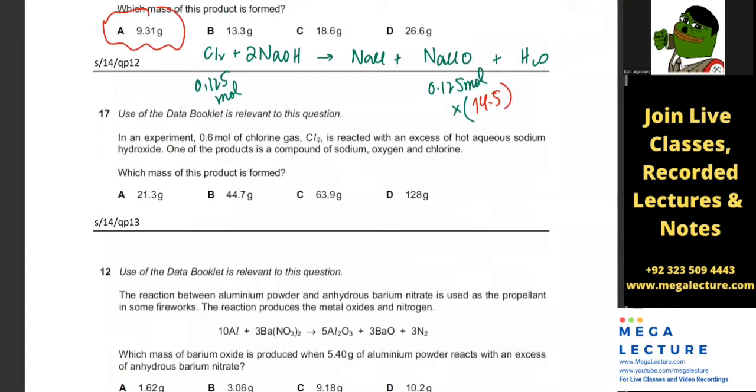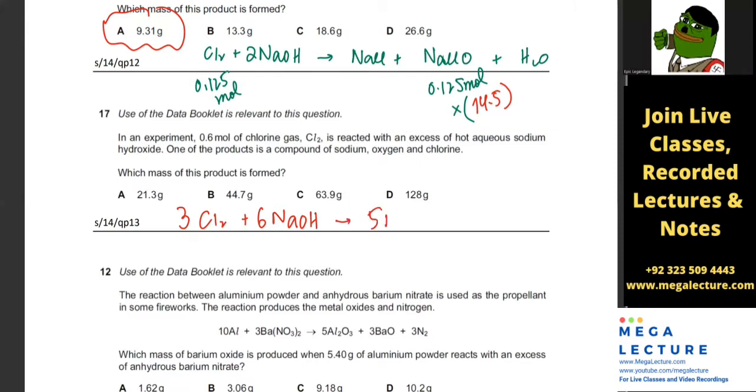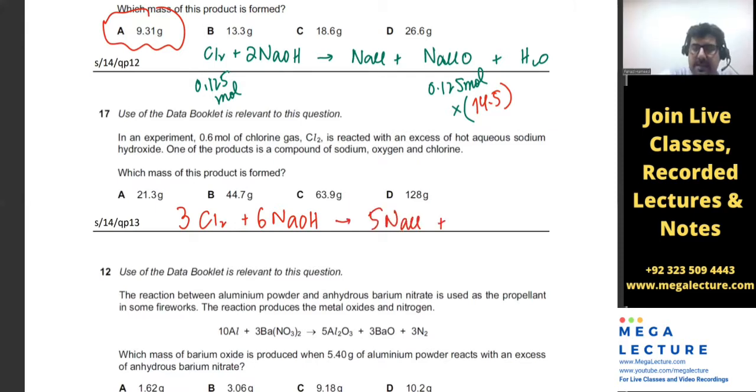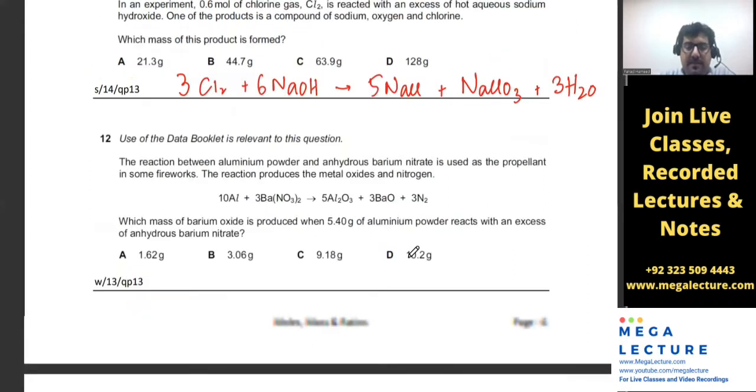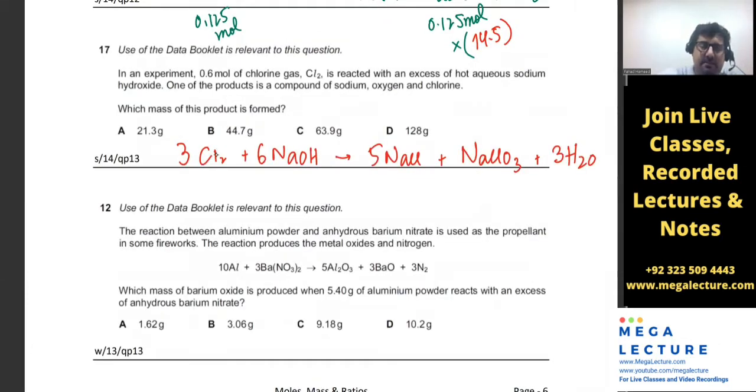This other one, just for the sake of the question, I'll write down the equation. It's a similar reaction, except that the equation is slightly different. It's 3Cl2 and 6NaOH giving 5NaCl plus NaClO3, and plus there's 3 water molecules. Anyway, so that's your equation. And it's a similar question. You've got 0.6 moles of this. We'll do all of them.